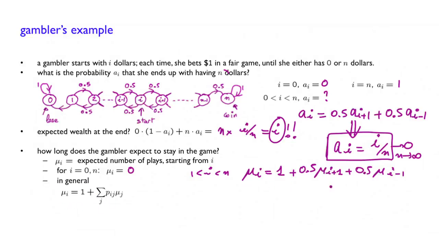Now, you can solve this system. I will let you do that. There are many ways to do this, but the solution that you're going to have is that mu of I will be equal to I times n minus I. This is the result.